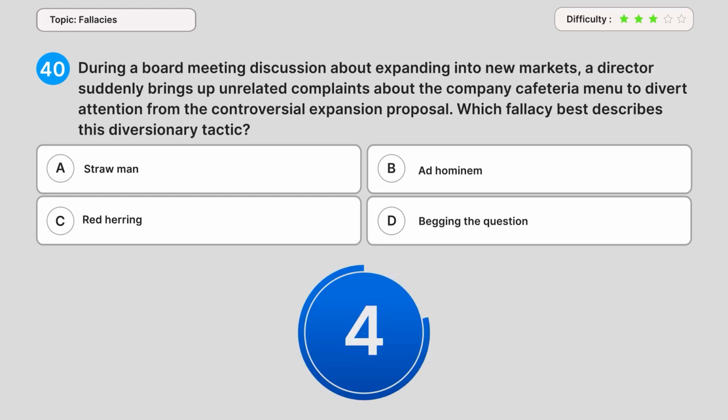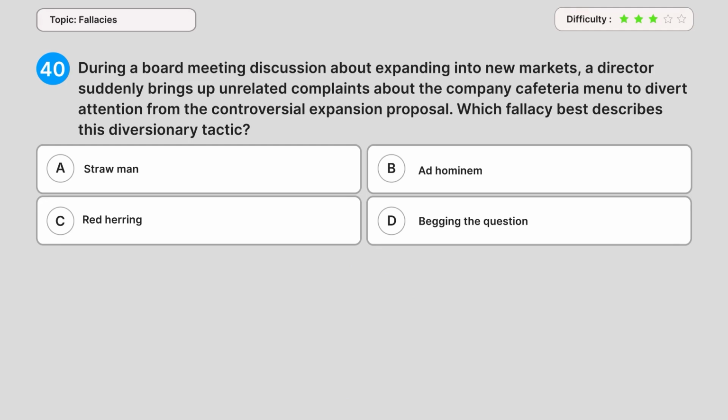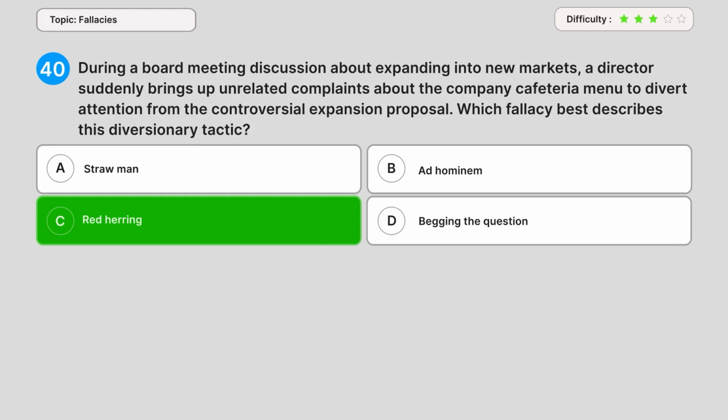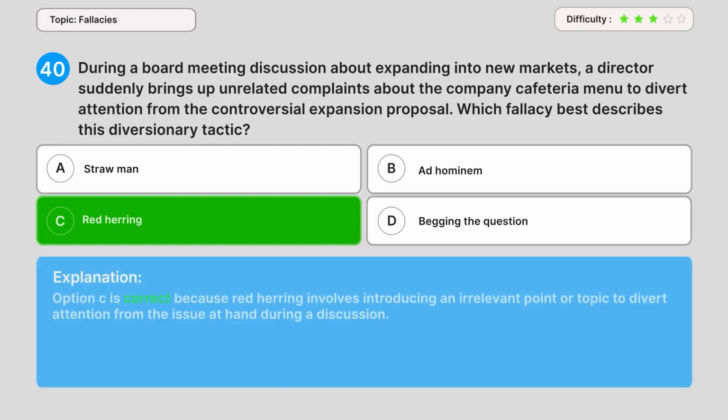Can you guess the answer? Correct answer, C. Red herring. Explanation, option C is correct because red herring involves introducing an irrelevant point or topic to divert attention from the issue at hand during a discussion.